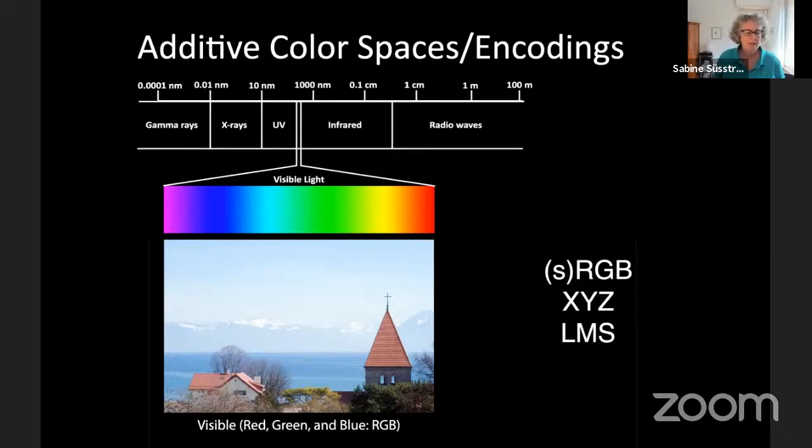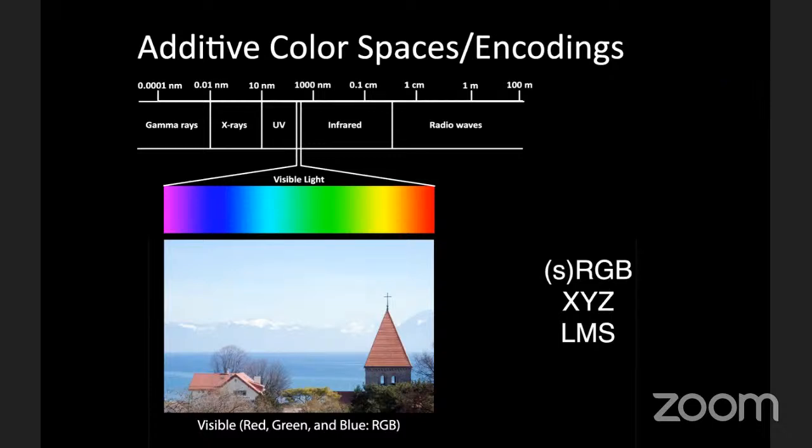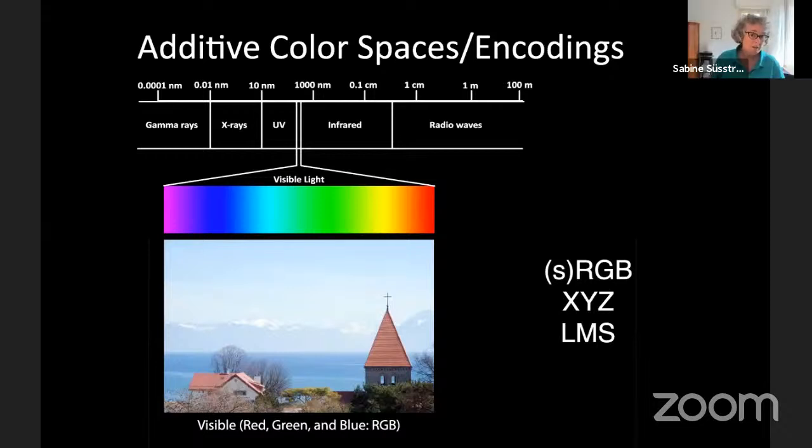Now, sRGB is the most common color encoding that we have today in photography, and it corresponds to a camera output. But there are also different color encodings like XYZ, which is based on color matching functions, and LMS, which represents the cone space of the human eye.